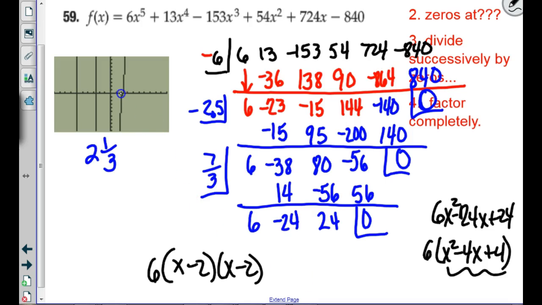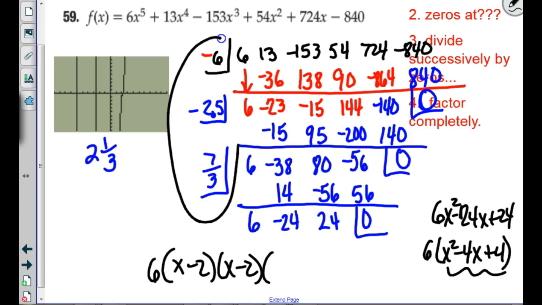Guys, put in 2. 2 worked? Why doesn't it look like it's going through 2? I don't know, maybe we should have fixed our window. I'm doing a horrible job of explaining this.